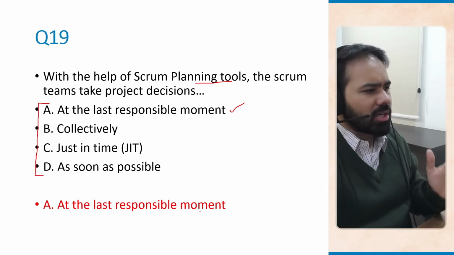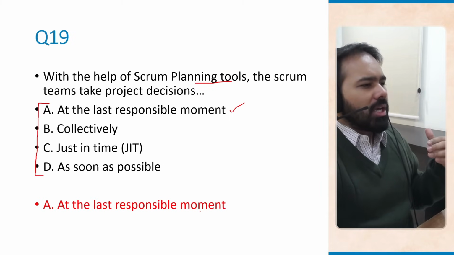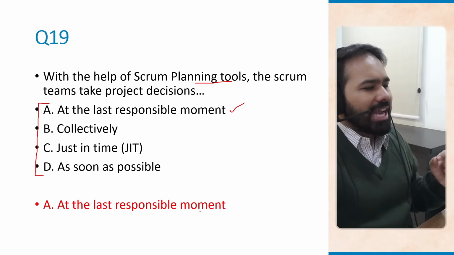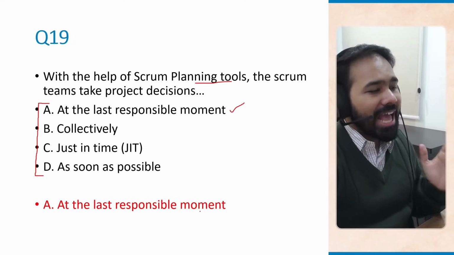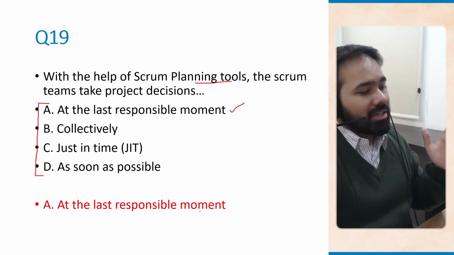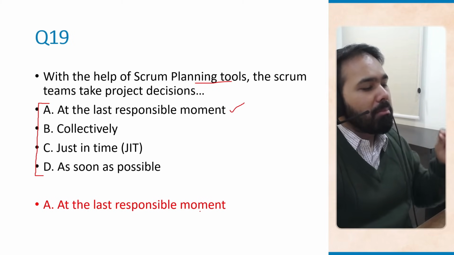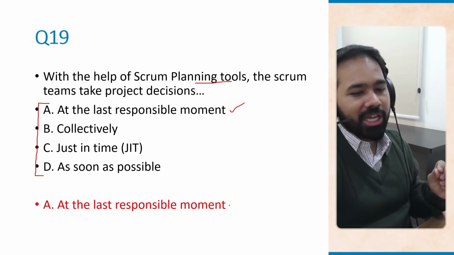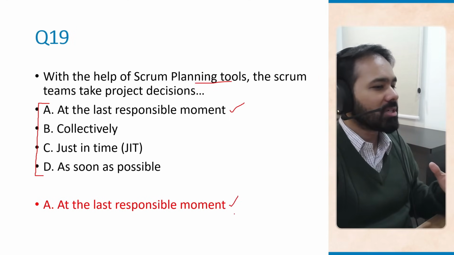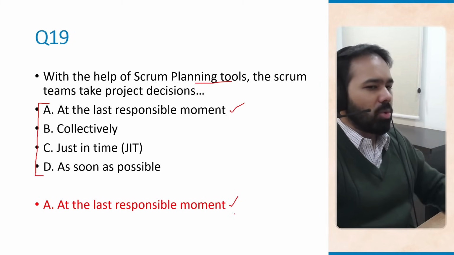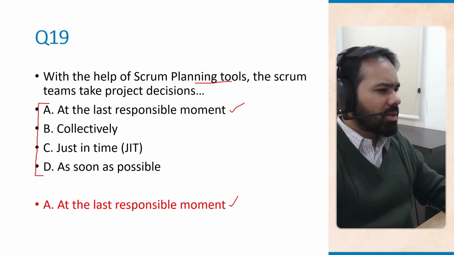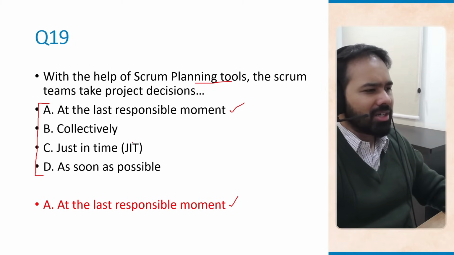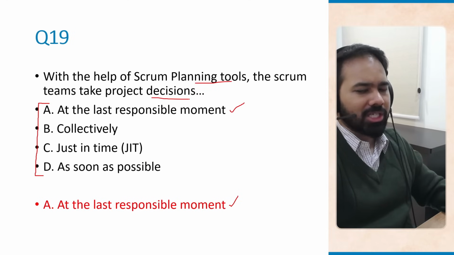The Agile or Scrum teams use this at the last responsible moment so that there is flexibility as long as possible, so that decisions are made when maximum information is available. And that is why they use this concept of last responsible moment. Collectively is also true about Scrum teams, but not the keyword that is tested here. Just in time also applies to planning work, but it is not necessarily used in decision making. We are talking about project decisions here.